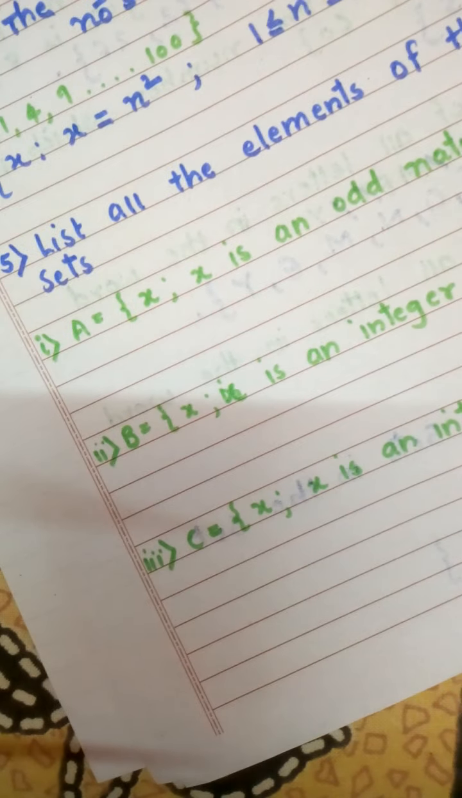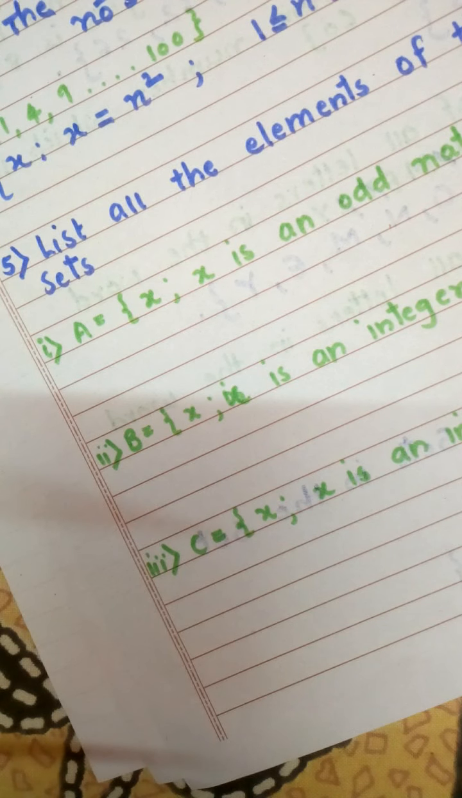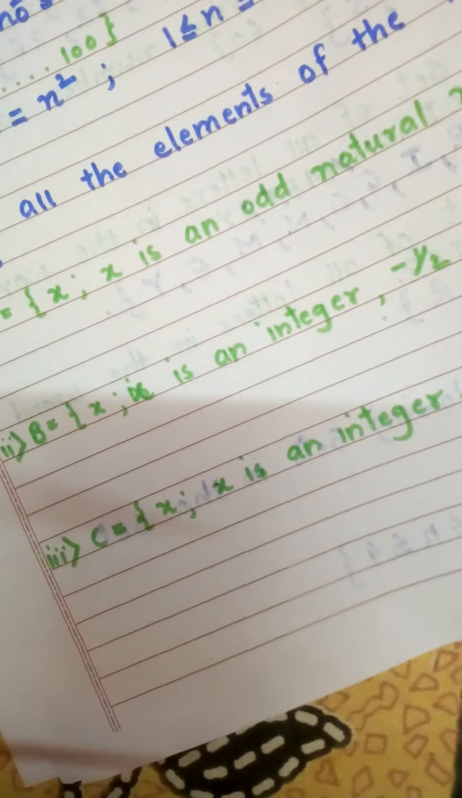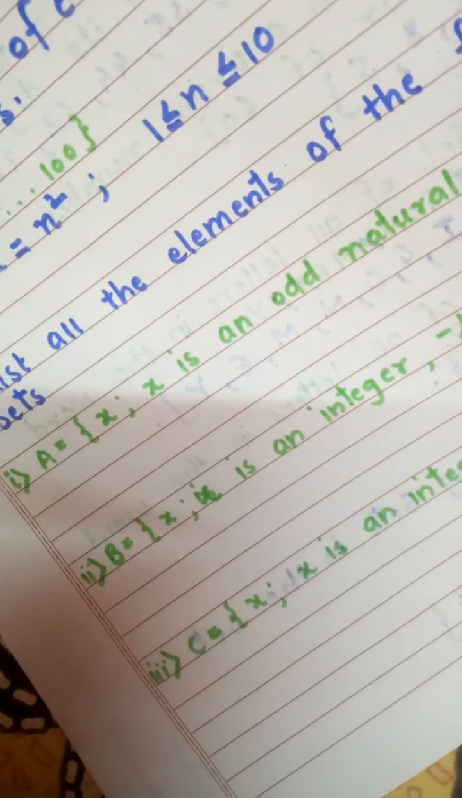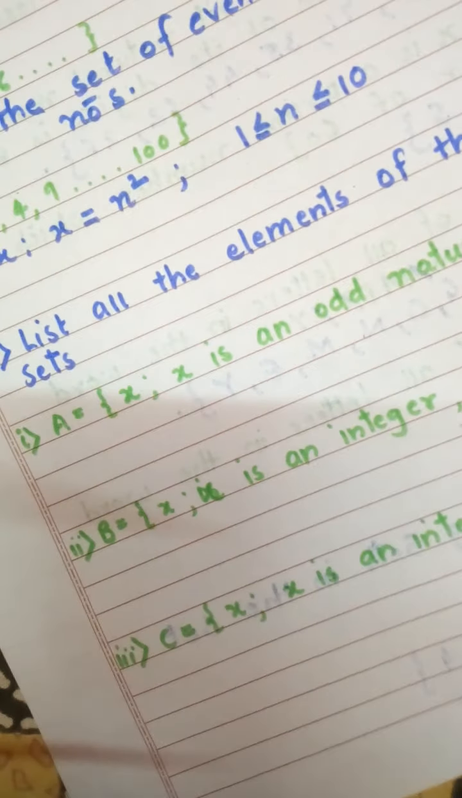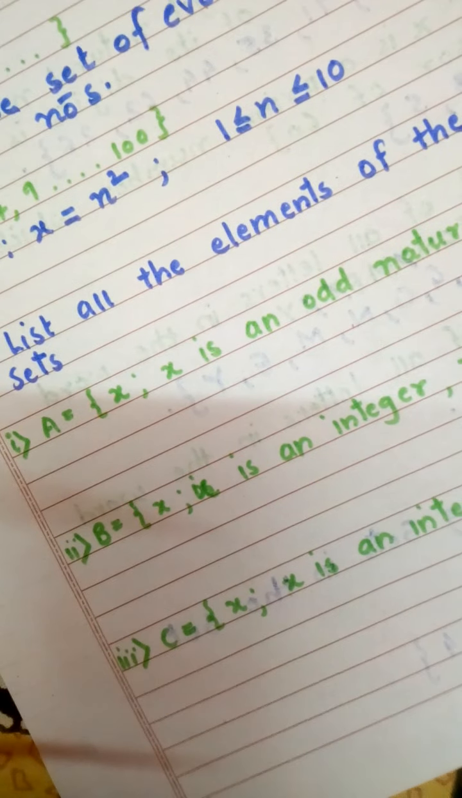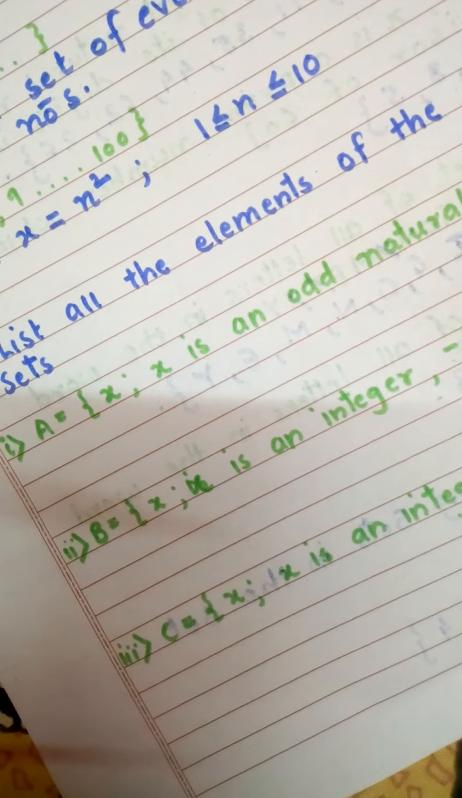Again the same thing. If you all have any queries in question number 4, then you all can ask it in the comment section. Okay, now coming to question number 5. Question number 5 says that we have to list all the elements of the following sets. Okay, now here they have again given us the property of x. Now using this property we have to list down the elements.